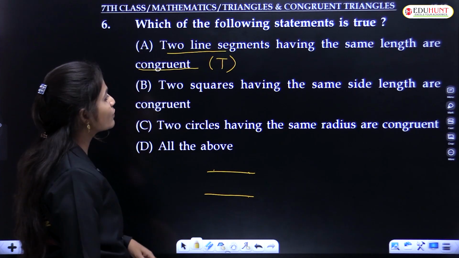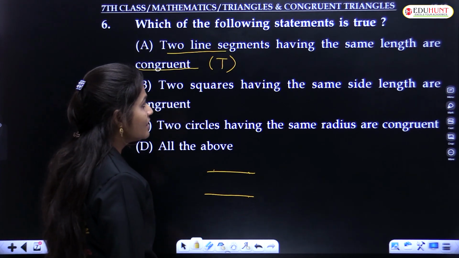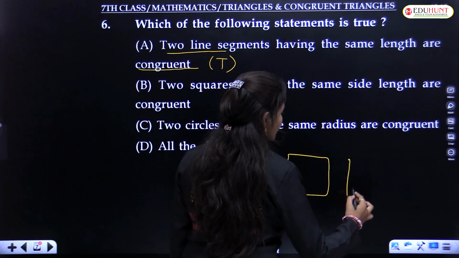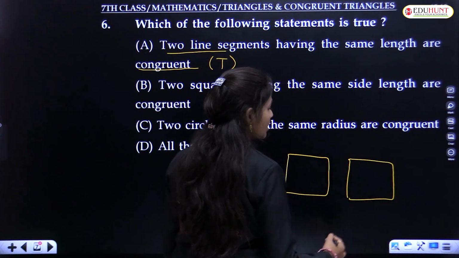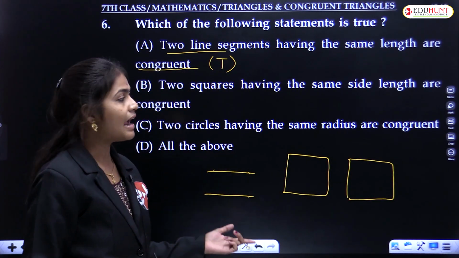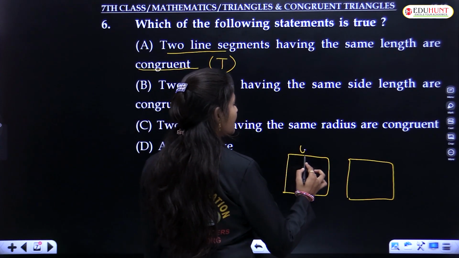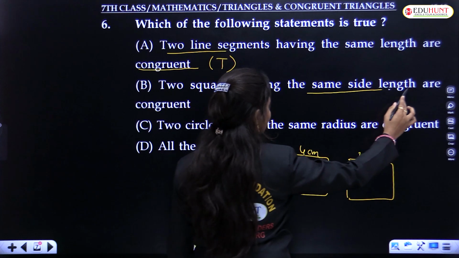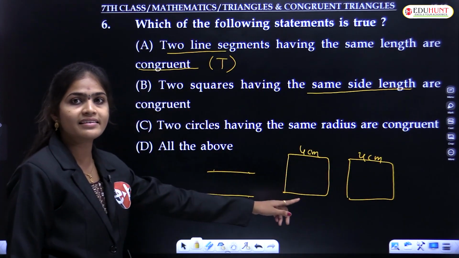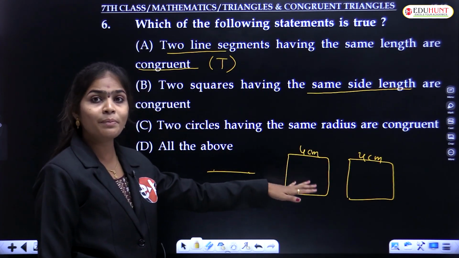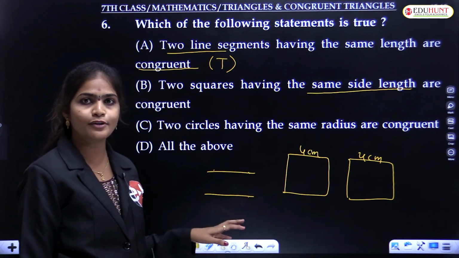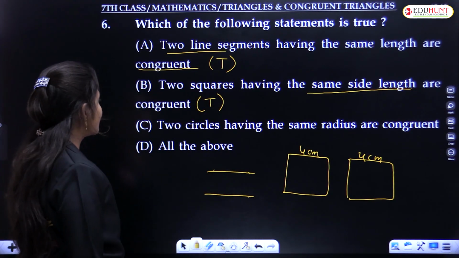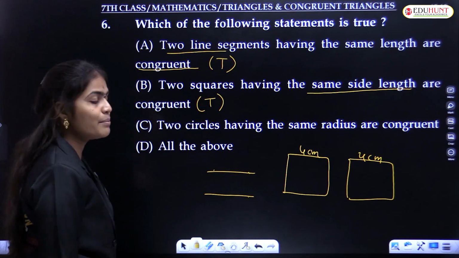Okay, and two squares having the same side length. Two squares means these two also having the same shape and same side length. For example, this is 4 centimeters and this is also 4 centimeters. Same side length. So here we can say that these two figures are having same shape and same size, so those two are congruent. Yes, true statement.